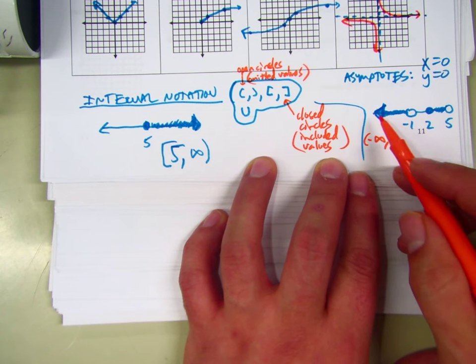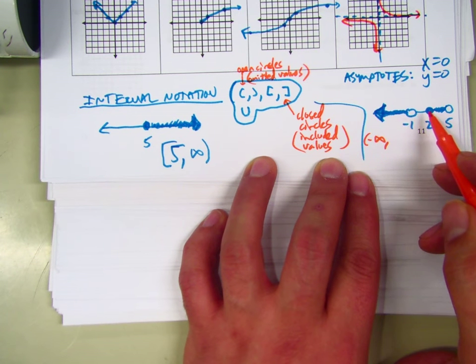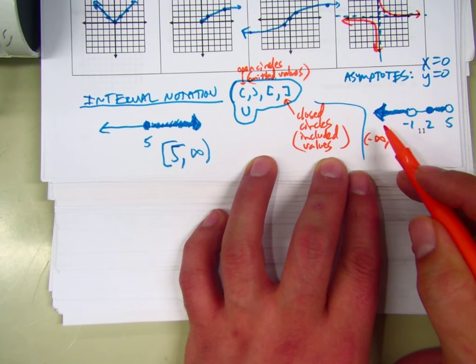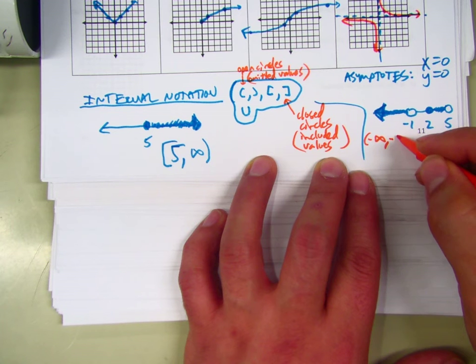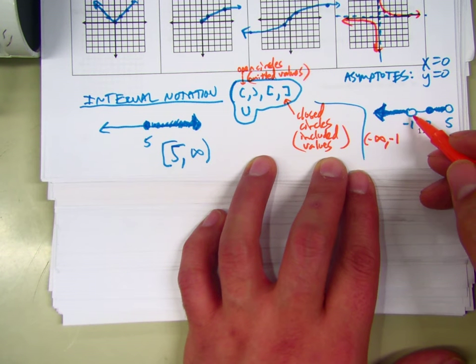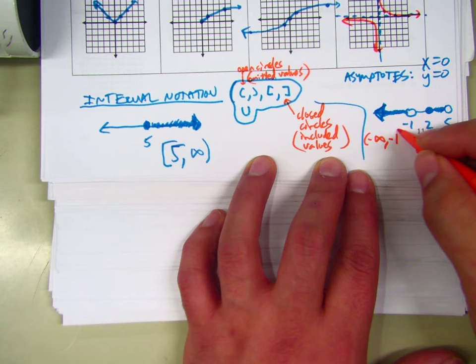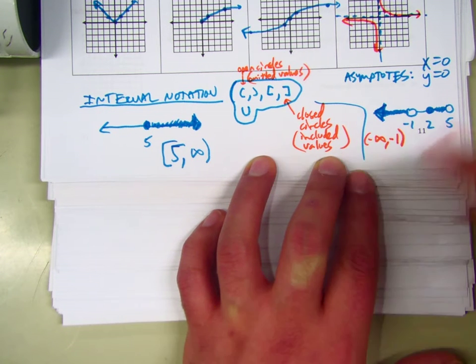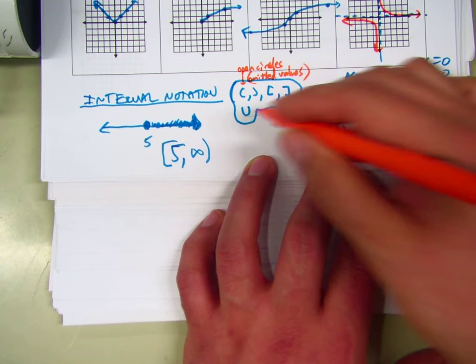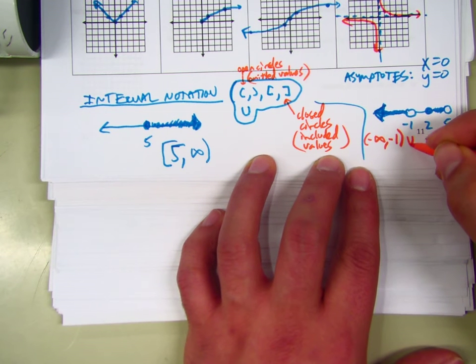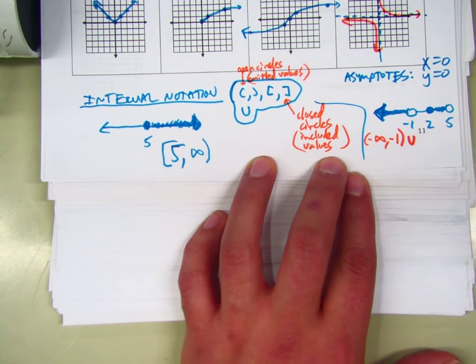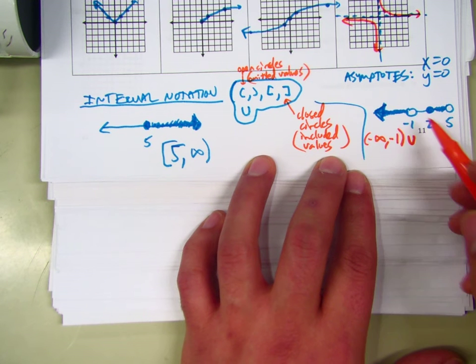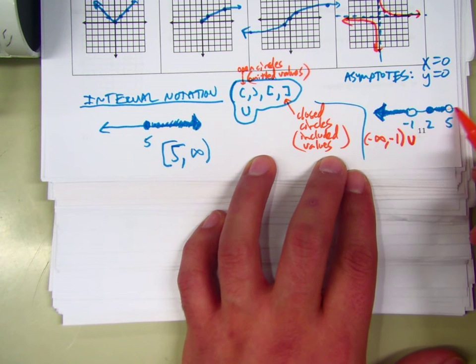Okay? Do I stop anywhere? Yes. Where do I stop? -1. So I'm going to list that next. And is this included or not? So that means we use a parentheses with it because it's not filled in, it's not included. Okay? And since there's more, that's when we bring in this u. This u really just means or union, okay?